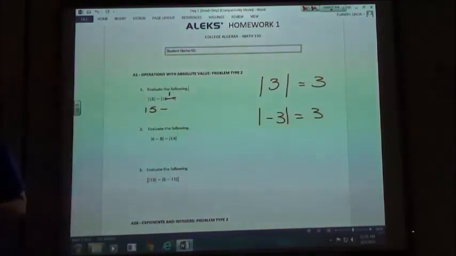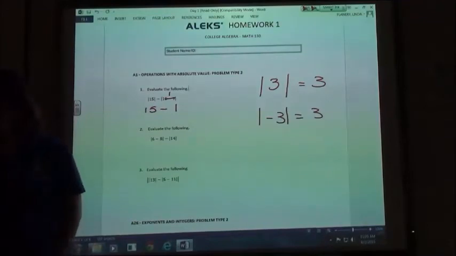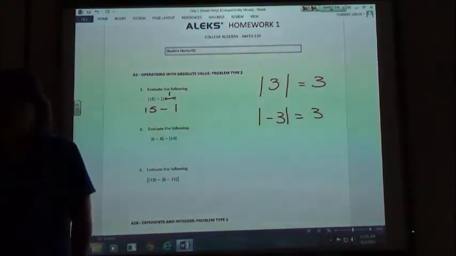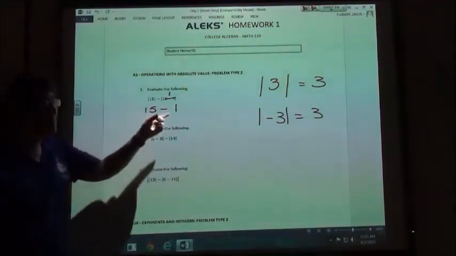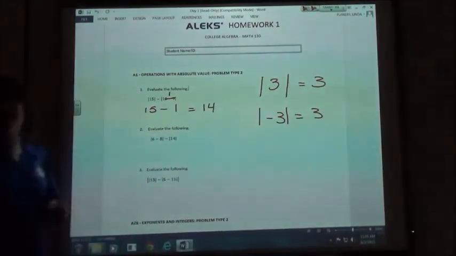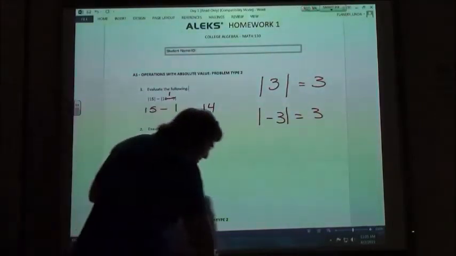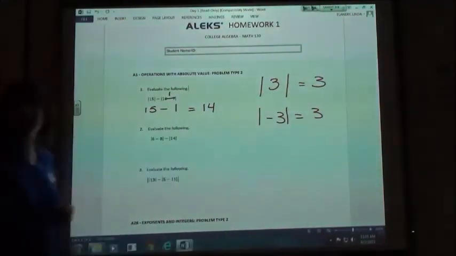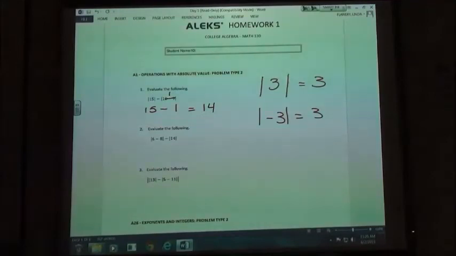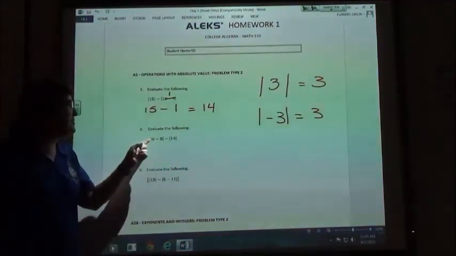The absolute value of 1 is? You guys are going to make this difficult on me? Oh my gosh. 15 minus 1? 14, there we go. See, life is much easier if you just holler stuff out. I do tend to talk really fast, so if I go too fast, tell me to slow down, and I'm assuming maybe you already know how to do some of this stuff.